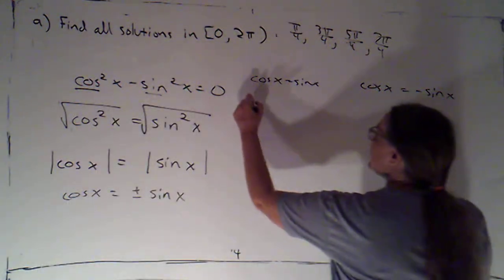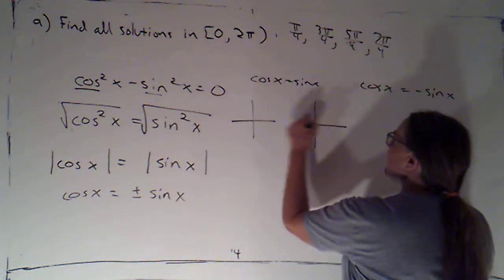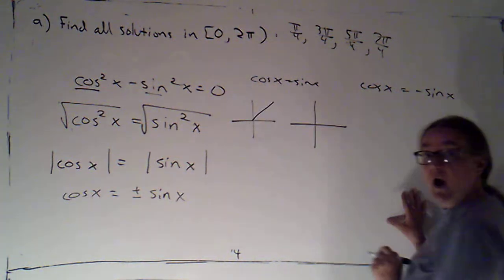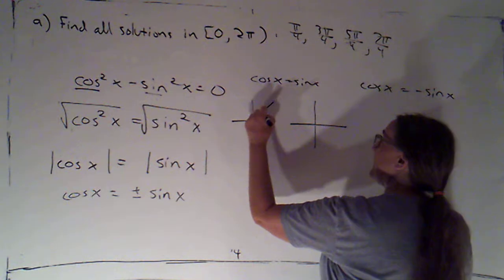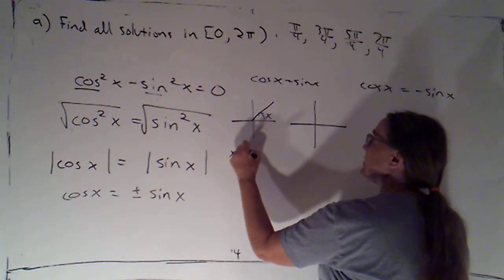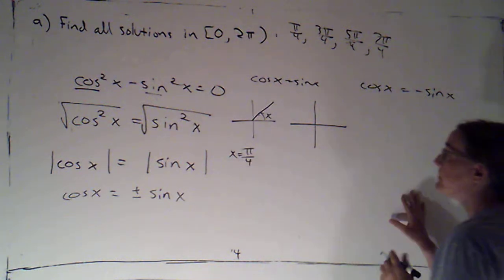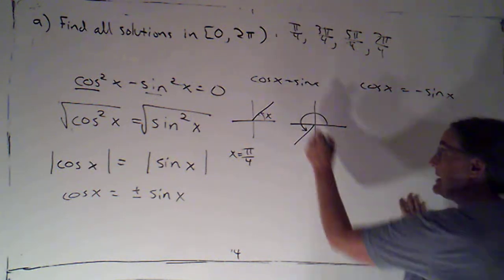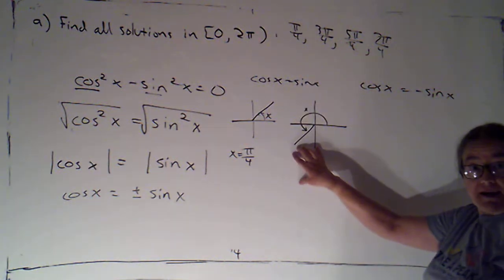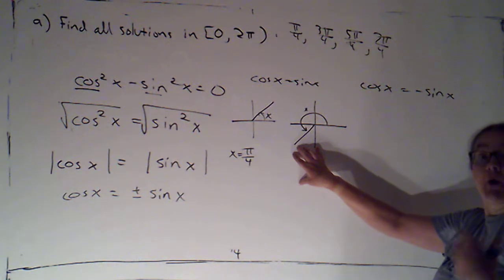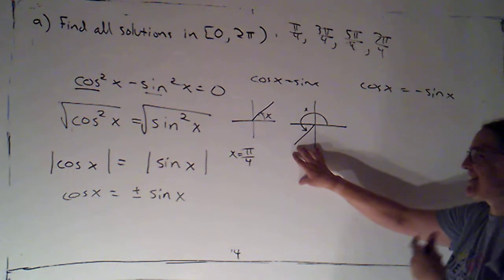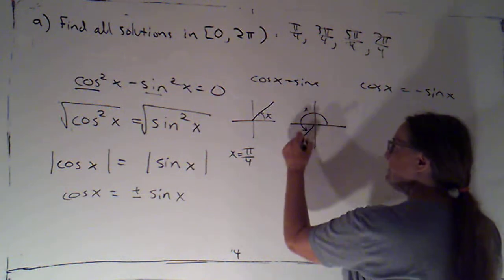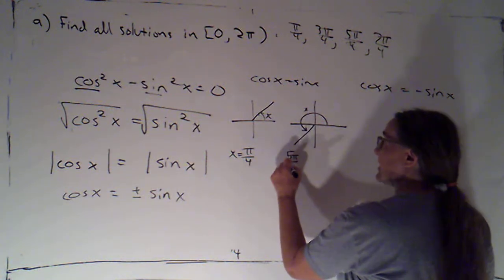So cosine x equaling sine x, that's going to give me in quadrant 1 x equaling pi over 4. And I'd have a solution in quadrant 3, because in quadrant 3, sine and cosine are both negative, so they can be the same. So this would give me pi plus pi over 4. That's my 5 pi over 4.